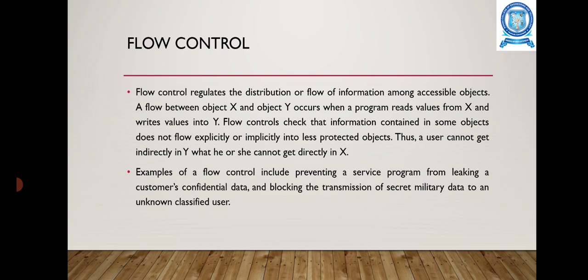Active flow control began in the early 1970s. Most flow control employs some concept of security classes. Examples of flow control include preventing a service program from leaking a customer's confidential data and blocking the transmission of secret military data to unknown or unclassified users.